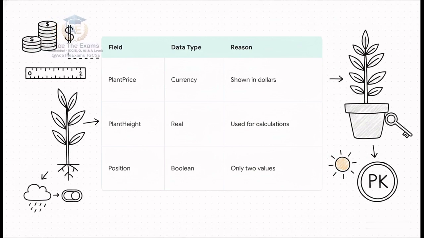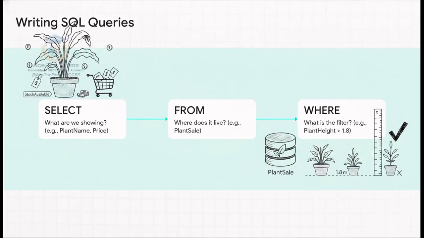And when the examiner inevitably asks you to select a primary key for this table, you choose Plant ID because it uniquely identifies each individual plant record without any mathematical chance of duplication. Now, let's write a query with total efficiency. You are given a complex-sounding requirement. Display the names, prices, and number in stock of all plants taller than 1.8 meters.